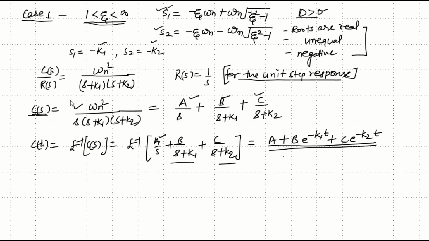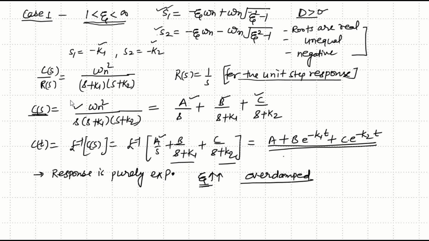So let me summarize this. The response is purely exponential. This means the damping zeta is so high that there are no oscillations in the output, and it is purely exponential. Such systems in which damping is very high are known as overdamped systems. So these types of systems, in which damping is so high that the output is exponential rather than oscillatory, are known as overdamped systems.